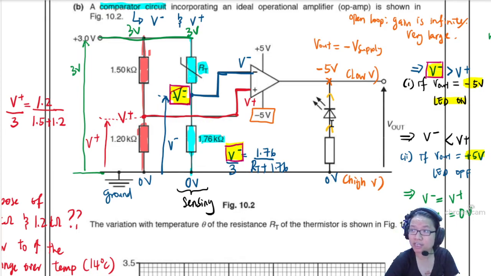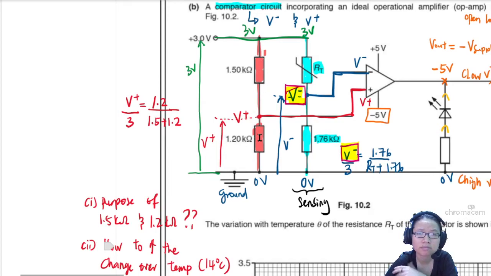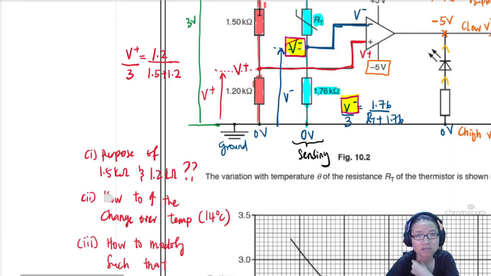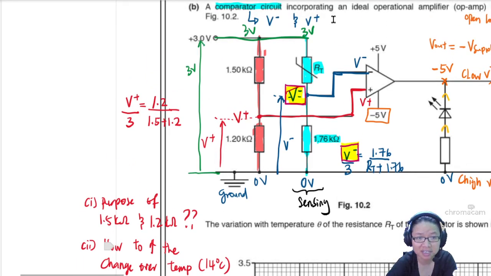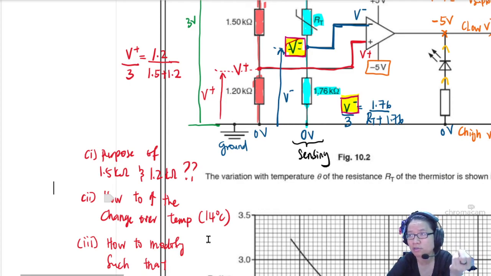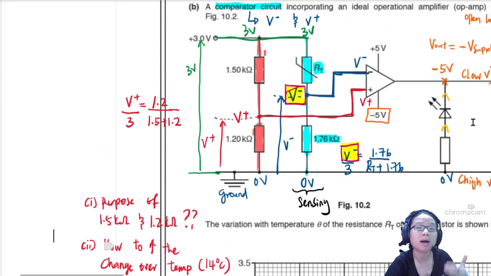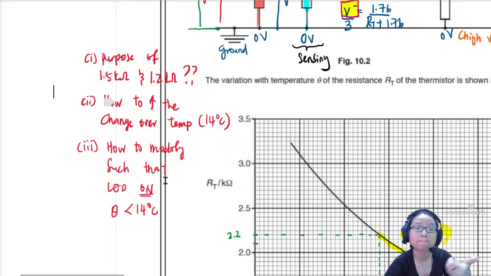But now I'm asking for some modification. Number one, why is this one here? Number two, what are the possible things that I can change in the potential divider circuit such that my changeover temperature is not 14 degrees Celsius, but a larger temperature, maybe 20 or 30 degrees Celsius? Because I do a different experiment, I want a different temperature. And number three, how do I modify such that my LED will turn on when it's cold, not hot? Now the LED turns on for temperature above 14, but I want it to turn on for temperature below 14. What changes can I do? I'll record this in the second video in further physics, further extension.